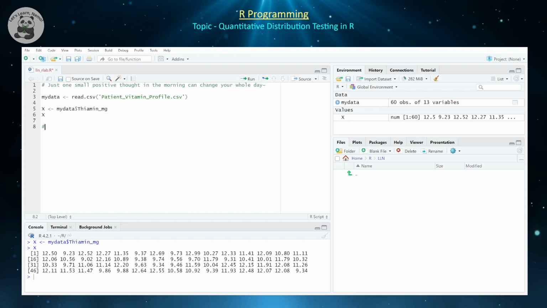So one of the questions that you could claim, or moreover a null hypothesis that you could specify, is that X comes from a normal distribution with a mean of 10.5 and a standard deviation of 1.2, with the alternative hypothesis that it doesn't come from this particular distribution.